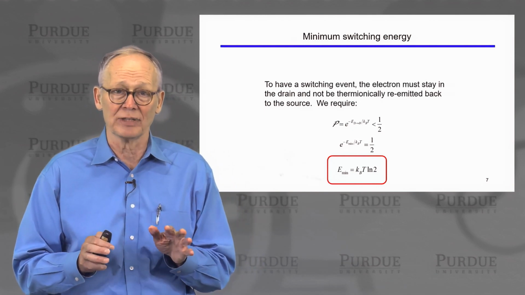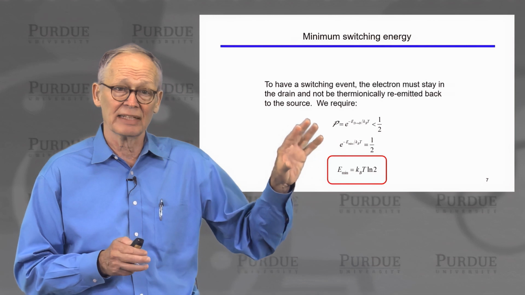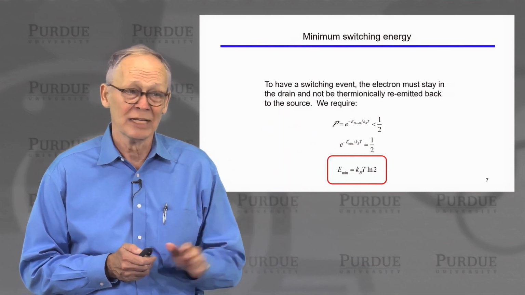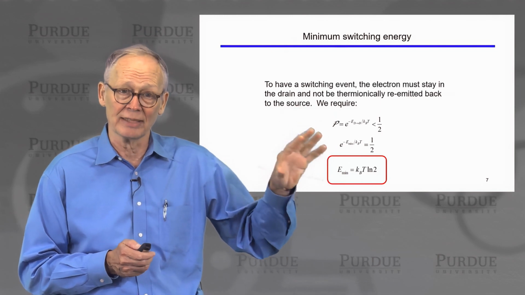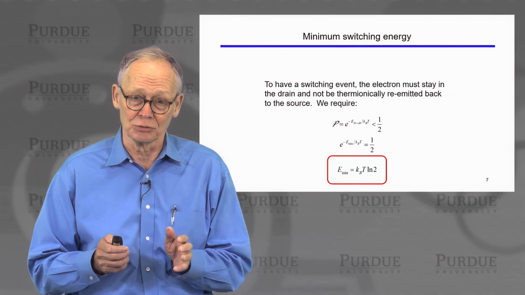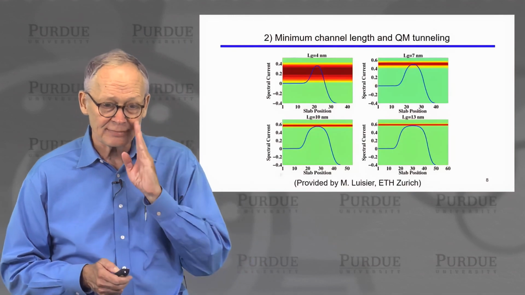Oftentimes, it's derived from thermodynamic arguments. So this is a very fundamental lower limit. In practice, it's going to take much more, but this is the lowest it could ever be to have a real switching event that occurred. kT log 2. That's worth remembering.